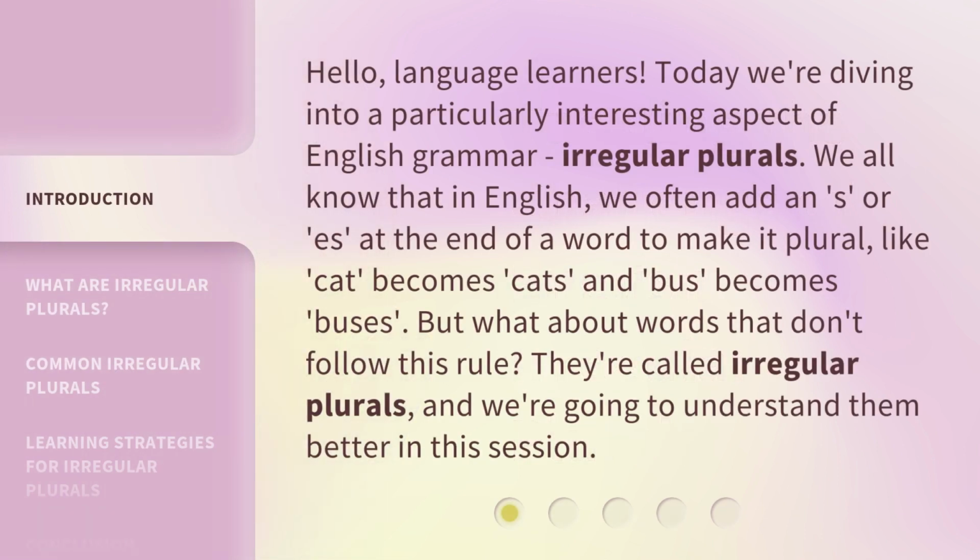Hello, language learners. Today we're diving into a particularly interesting aspect of English grammar: irregular plurals. We all know that in English, we often add an s or es at the end of a word to make it plural, like cat becomes cats, and bus becomes buses. But what about words that don't follow this rule? They're called irregular plurals, and we're going to understand them better in this session.